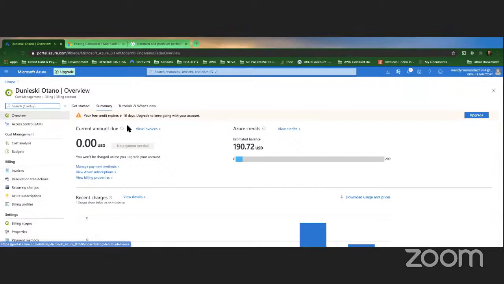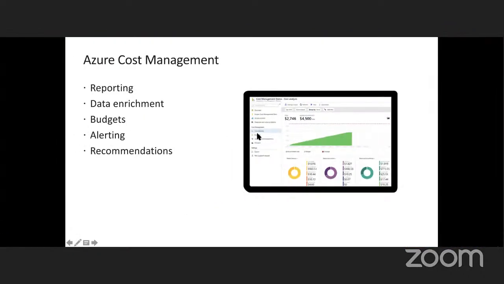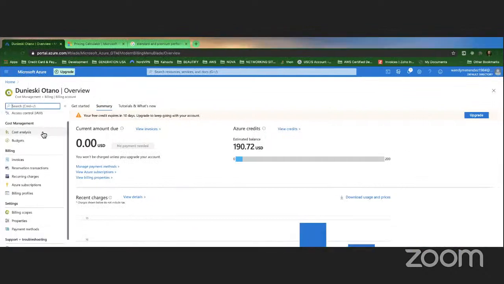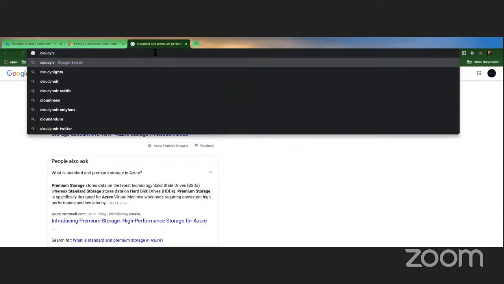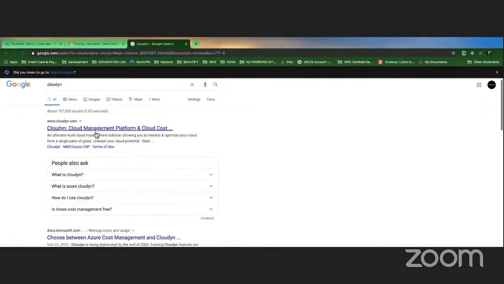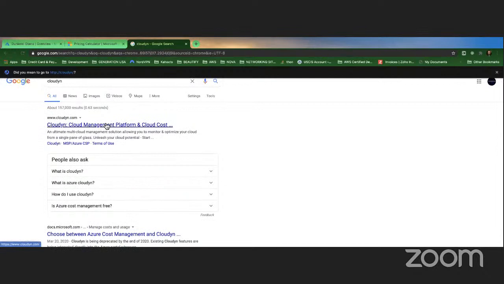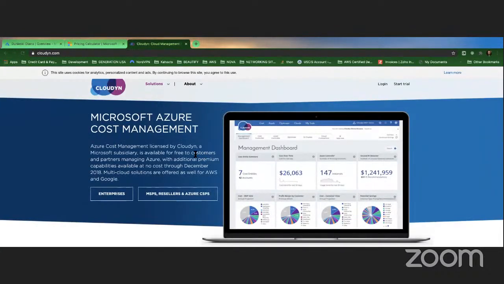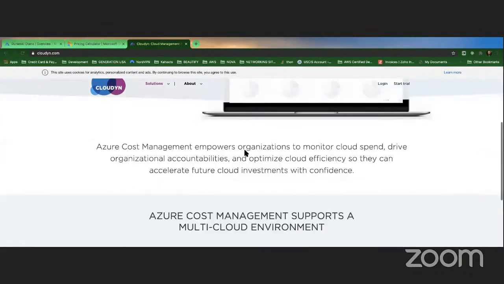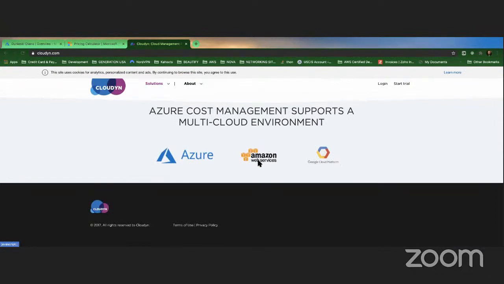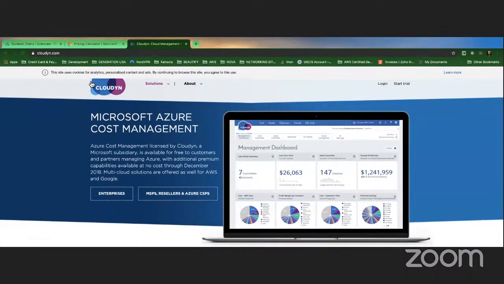If you take a look here, you see cost analysis, recommendations, and Cloudyn. Cloudyn is an extra, another resource that is outside Azure. It has to do with Azure, but it's not in the platform. So Cloudyn is another tool that can help you manage your cloud platform and also your cost. You see, there's another third-party tool that Azure uses. This can be used with Google, AWS, and Azure. Cloudyn, of course, you have to pay for it.